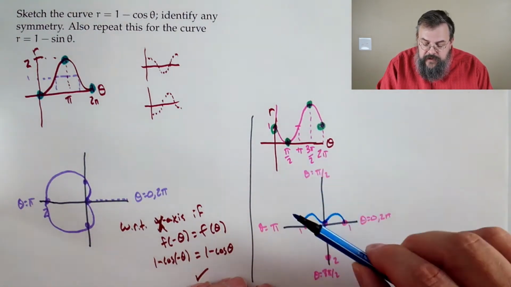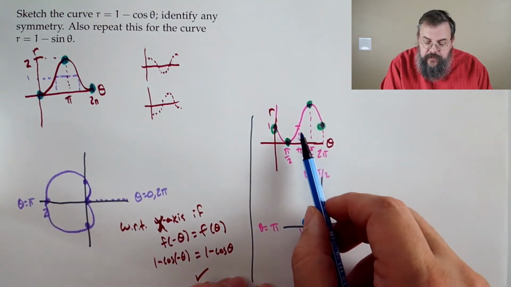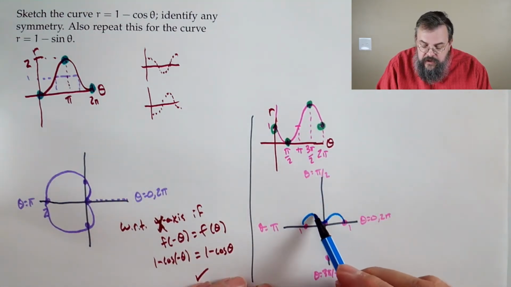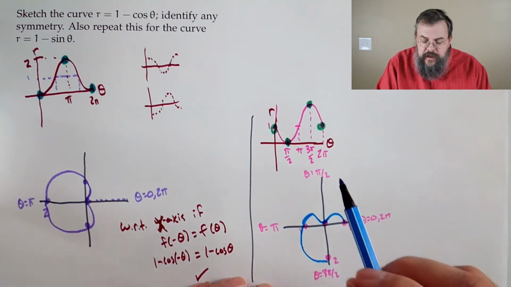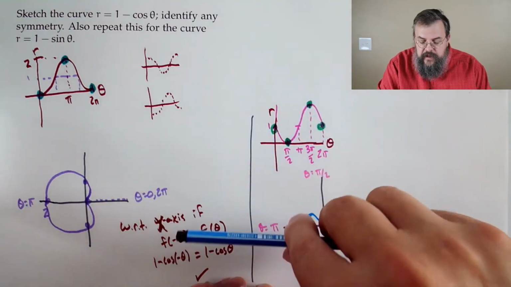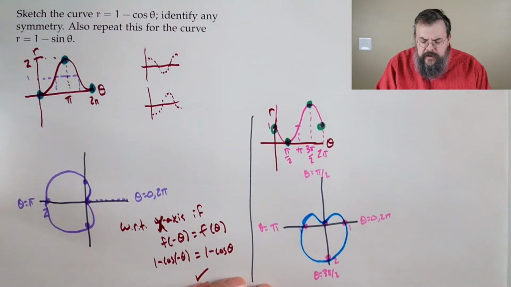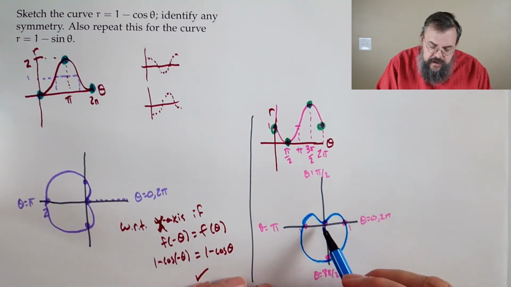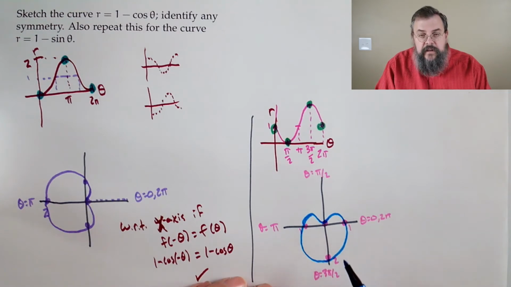From pi to 3 pi over 2, which is this part down at the bottom, we continue getting further and further away. So we're getting farther from the origin until we hit the bottom. And then from 3 pi over 2 to 2 pi, this last part here, we're going to get closer to 1 until we hit 1. So we're coming in, then we're going out and out and out to here, and going back in again.